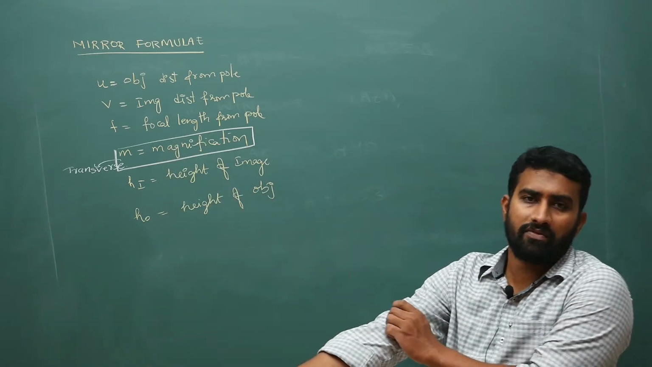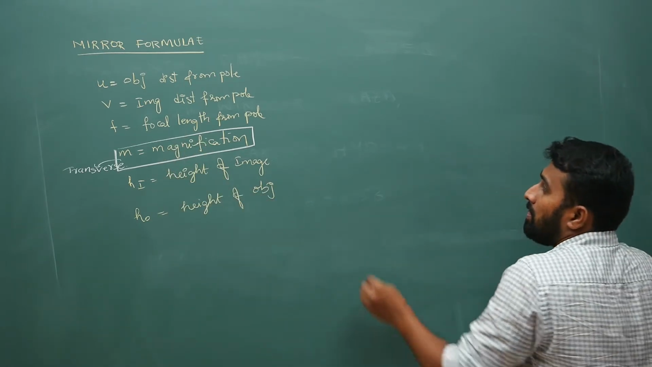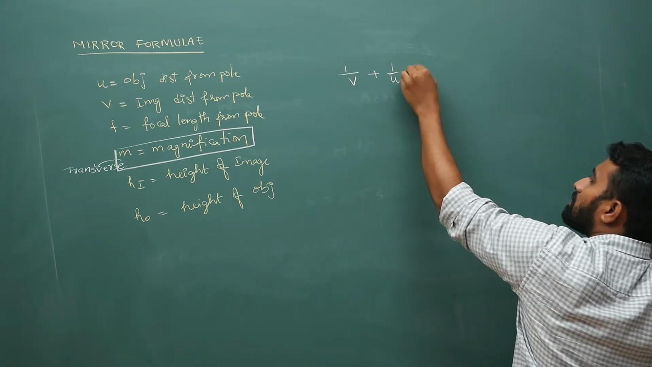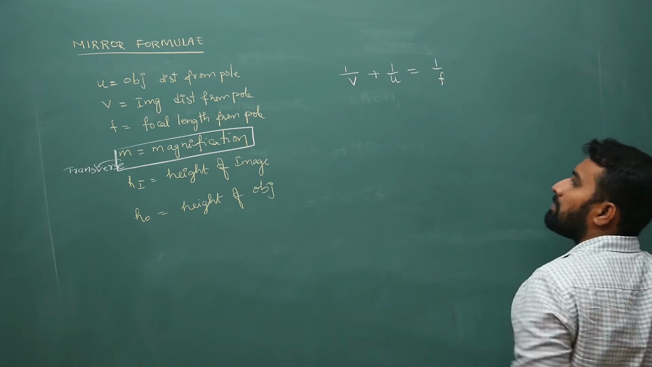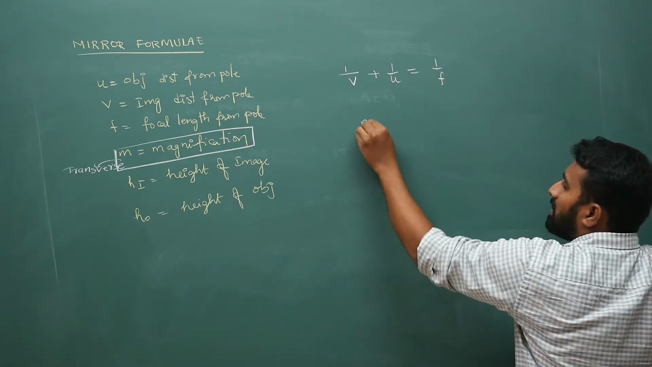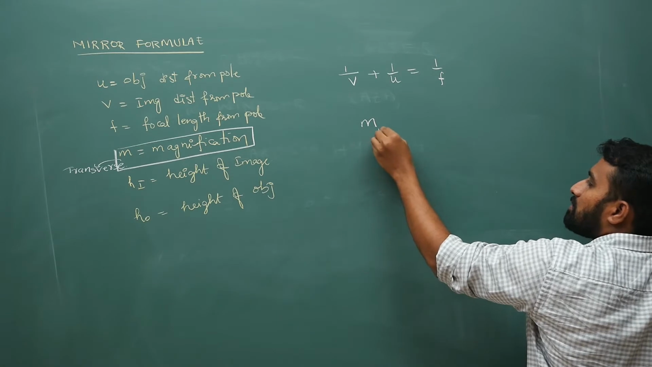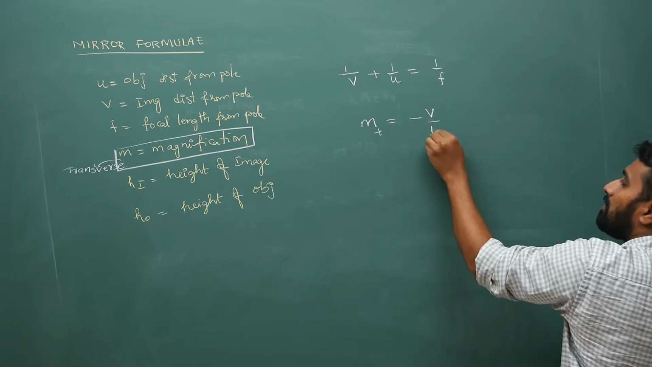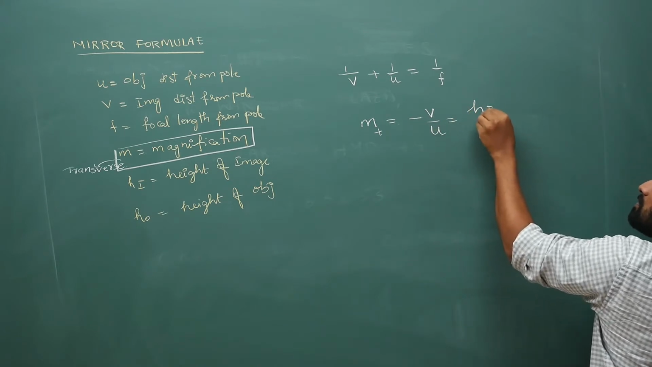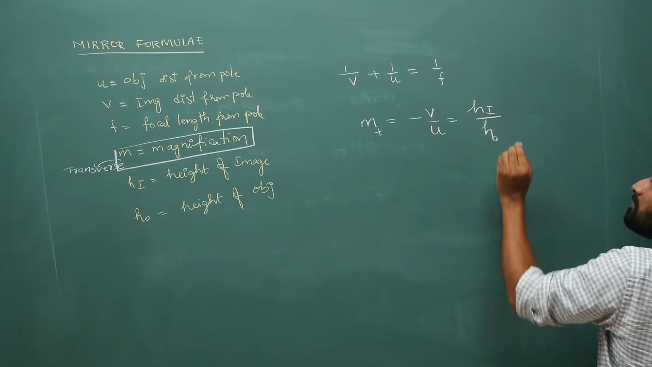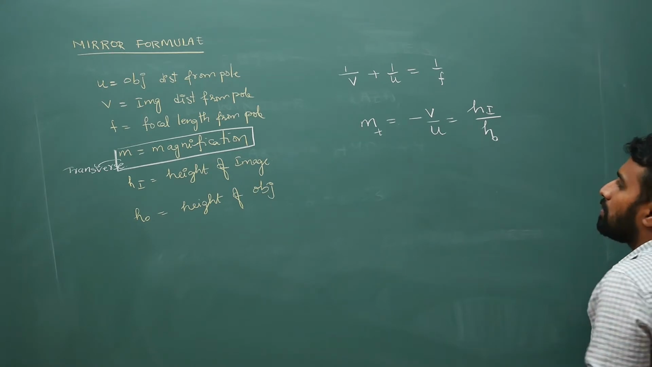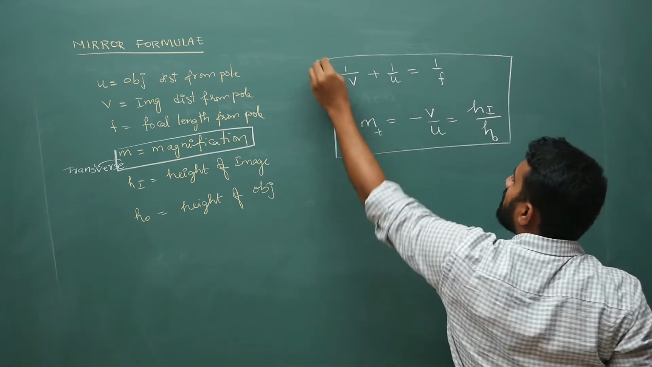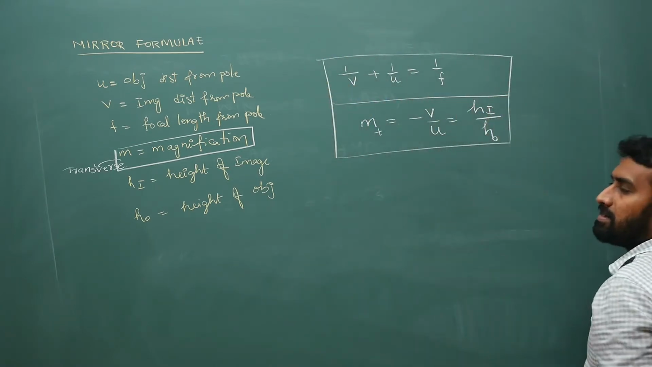Now the mirror formula is 1 by V plus 1 by U is equal to 1 by F. Transverse magnification, MT, is equal to minus V by U, which is equal to height of image by height of object. These two relations I will use, and then I will explain different things.